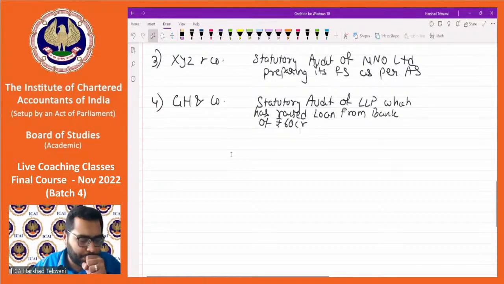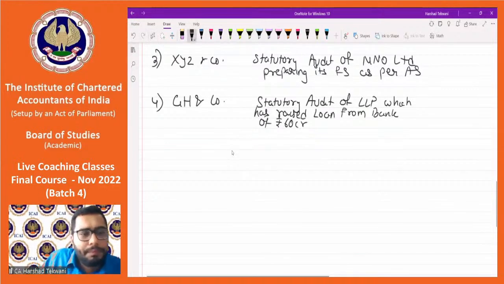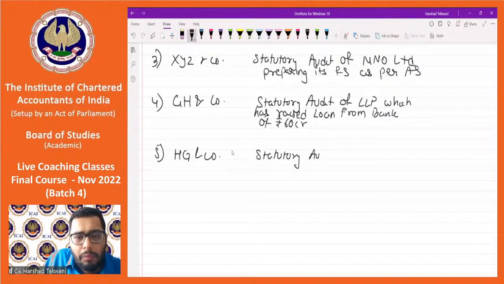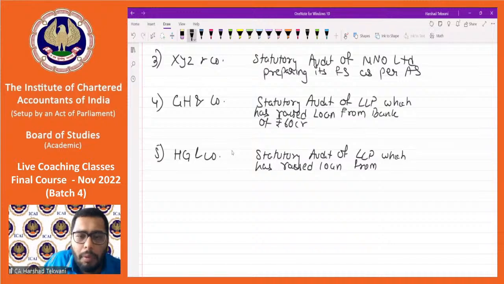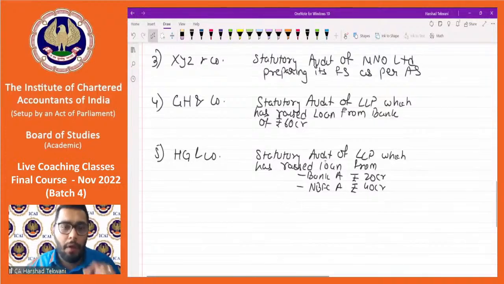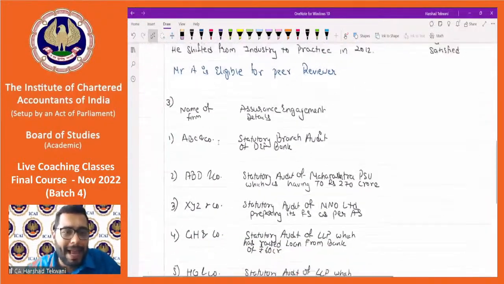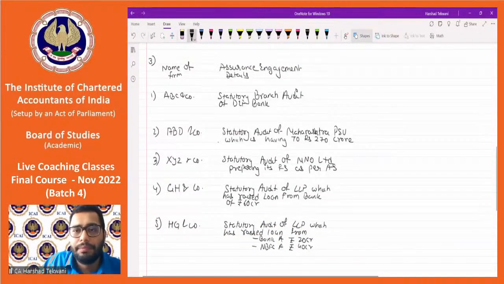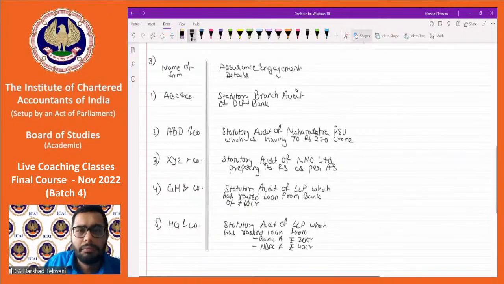And five, HG and company, let's say statutory audit of another LLP which has raised loan from bank A rupees 20 CR, NBFC A rupees 40 CR, okay. Now you tell me which of the firms, like these are the names of the firms, which of the firms will be category level 1 and which of the firms will be level 2.